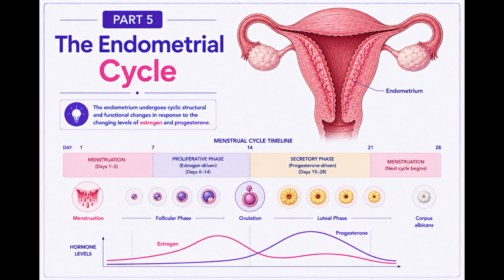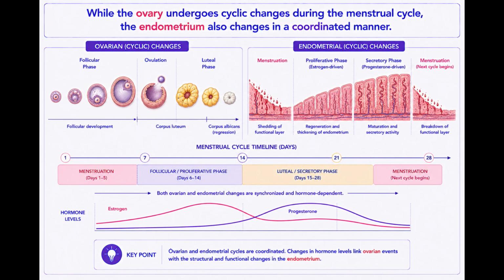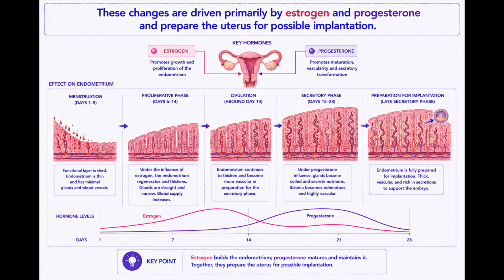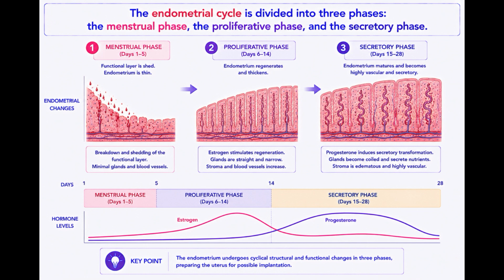The endometrial cycle. While the ovary undergoes cyclic changes during the menstrual cycle, the endometrium also changes in a coordinated manner. These changes are driven primarily by estrogen and progesterone and prepare the uterus for possible implantation. The endometrial cycle is divided into three phases: the menstrual phase, the proliferative phase, and the secretory phase.